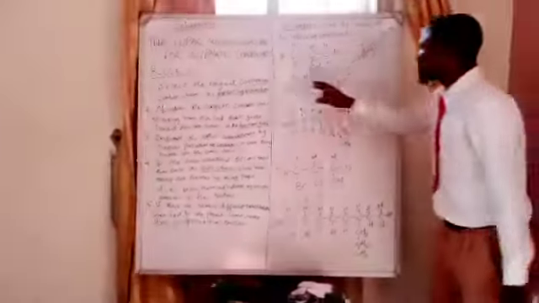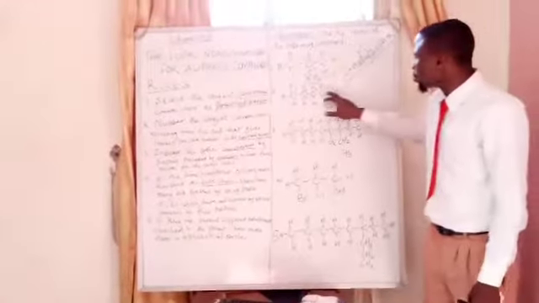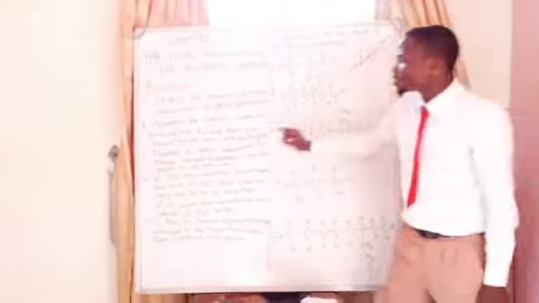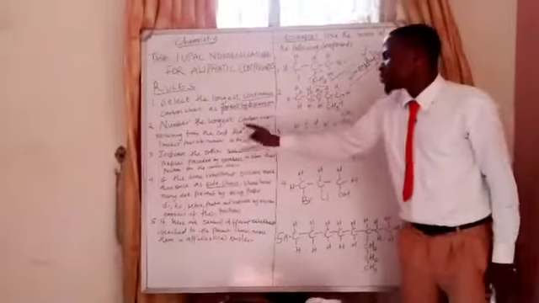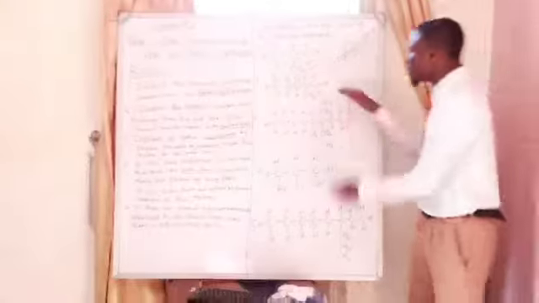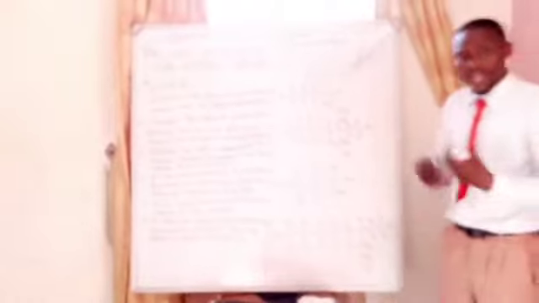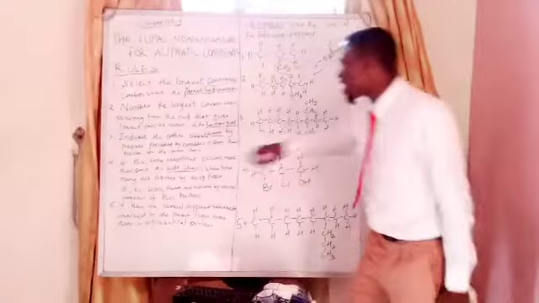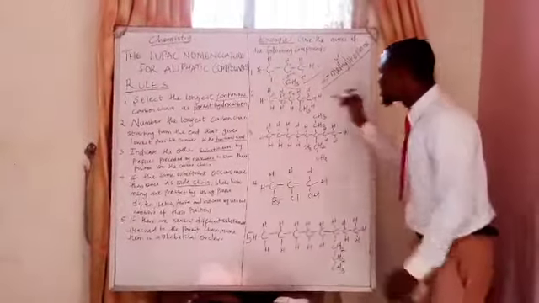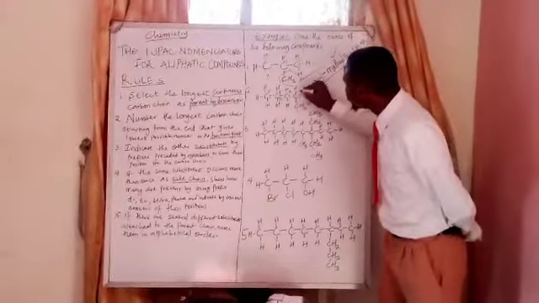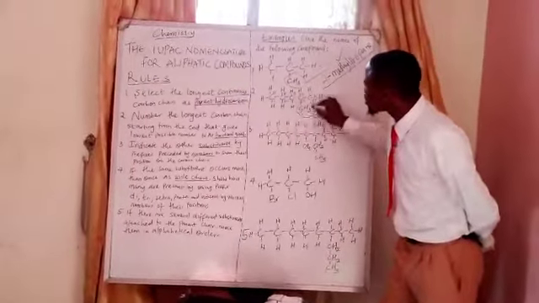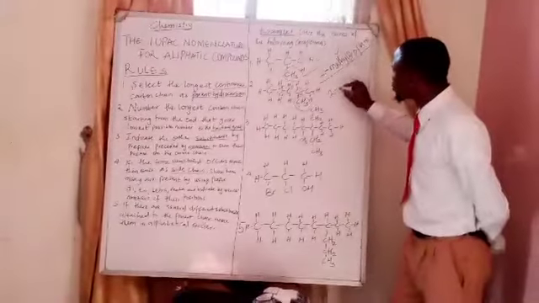So how do we name this? The first thing is to count the longest carbon chain: 1, 2, 3, 4, 5. Number 2 is to number the longest chain starting from the end that gives the lowest possible number to the functional group. This is an alkane. There is no different functional group like OH, CHO, COR, or Cl. The third thing is to give the substituents the lowest number possible. In this case, if I say 1, 2, 3, 4, 5, the substituent will be on carbon number 2, that will be 2-methyl.